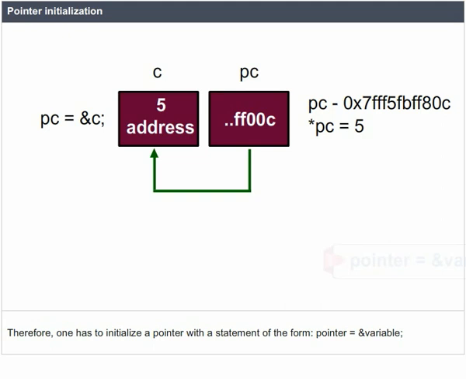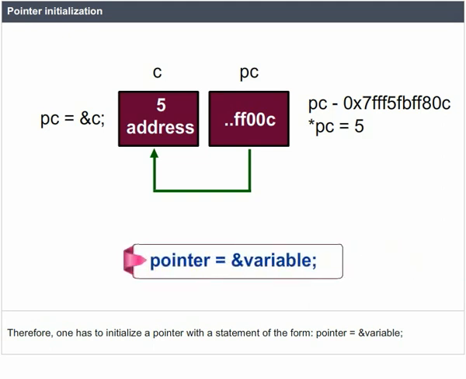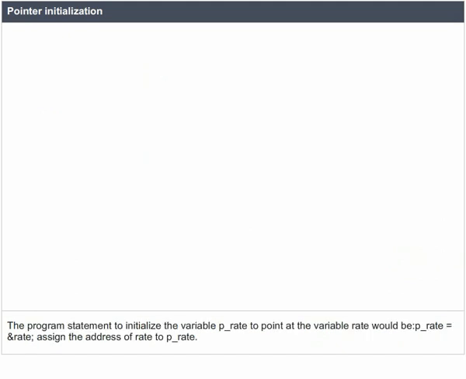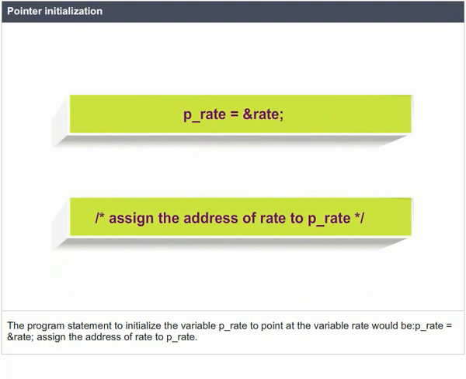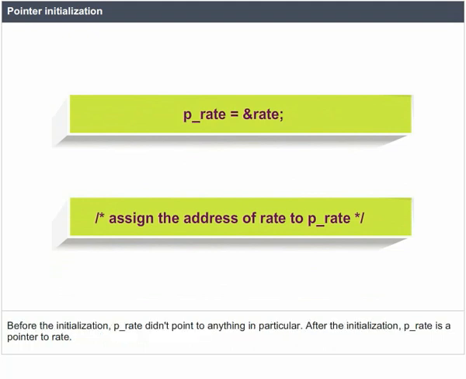Therefore, one has to initialize a pointer with a statement of the form pointer = &variable. The program statement to initialize the pointer p_rate to point at the variable rate would be p_rate = &rate; which assigns the address of rate to p_rate. Before the initialization, p_rate didn't point to anything in particular. After the initialization, p_rate is a pointer to rate.